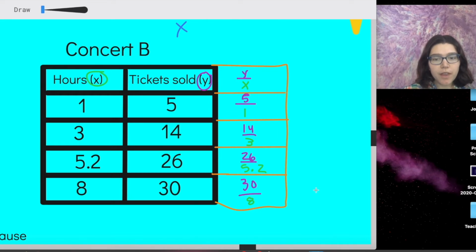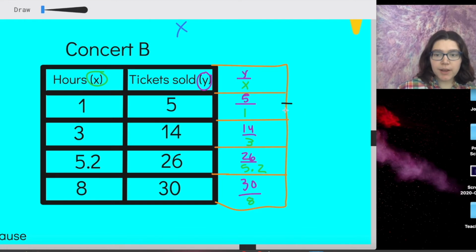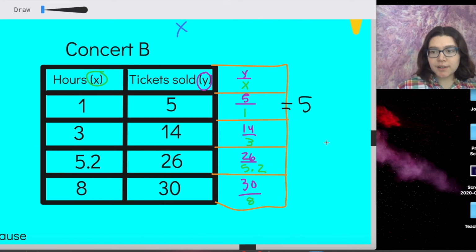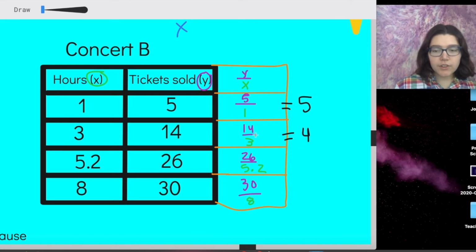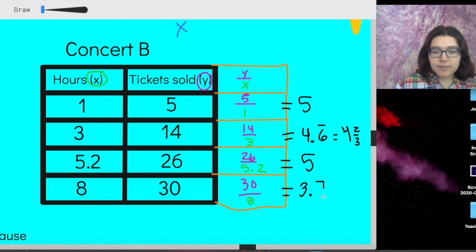Are these equivalent ratios? So we can do that by dividing and figuring out the value. Okay, so 5 divided by 1 is 5. We should know that, right? 5 divided by 1, any number divided by 1 is just itself. So we're going to get 5 there. 14 divided by 3, though, that is not going to give us 5. If you do it on a calculator, you get 4.6 repeating, which is going to be 4 2/3. That is not 5, but let's keep going. 26 divided by 5.2 is 5. 30 divided by 8 is going to be 3.75.